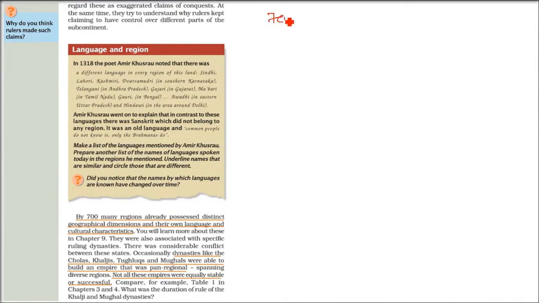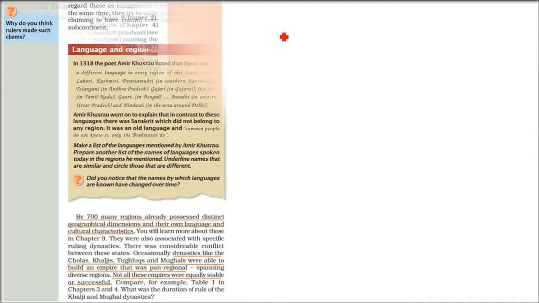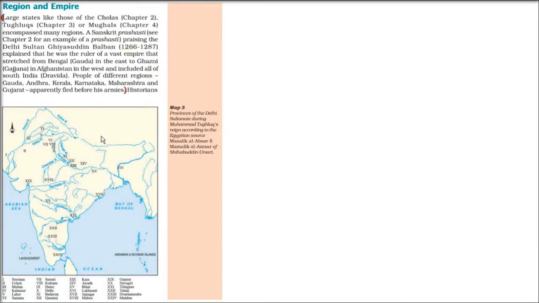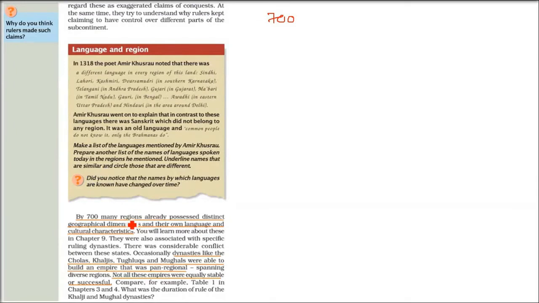You know, when we talk about 700 to 1750, all things almost settled down, because the regions were somewhat clear, and what is the bhasha, what is the language being spoken, what is the culture of that particular area's people. So the characteristics, the geographical area, the talk, the culture, it was almost settled down. So there were concrete differences, you can say. So the Cholas, Khiljis, Tughlaqs, Mughals, they made big empires. Pan-regional, pan means all over India. They made a big empire.